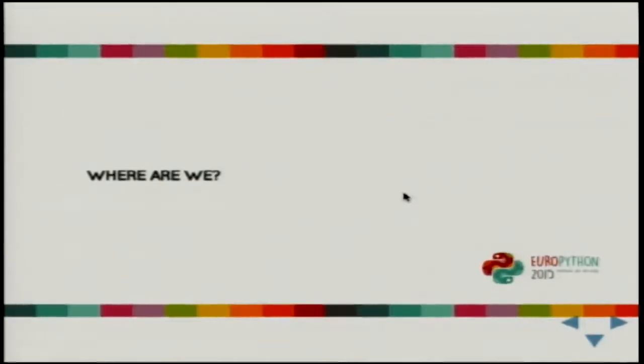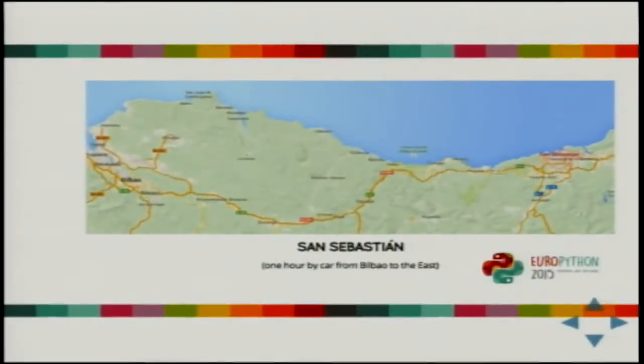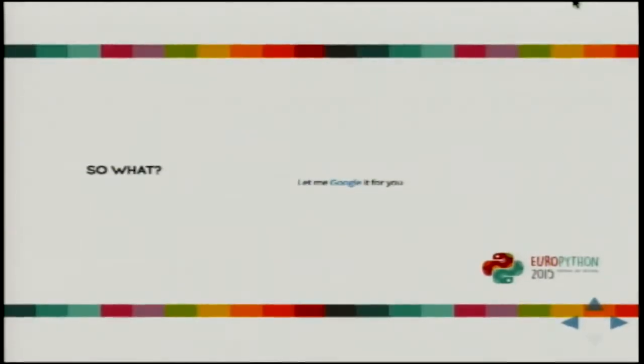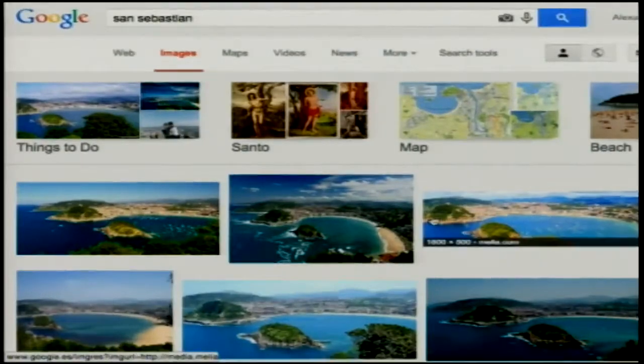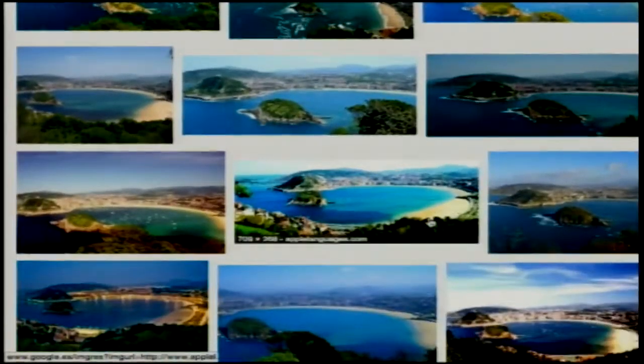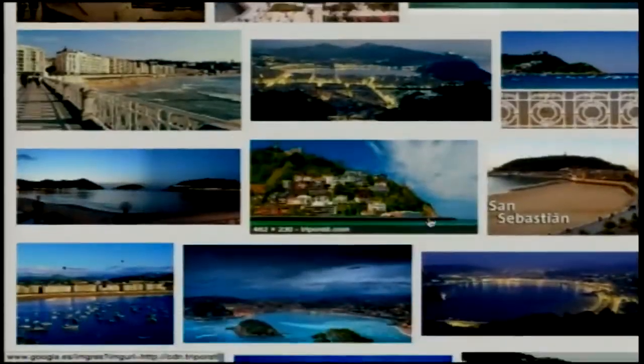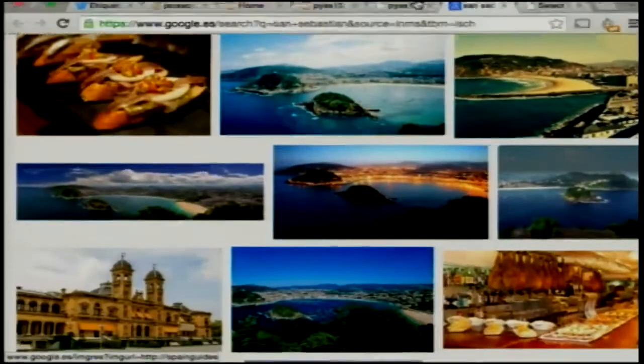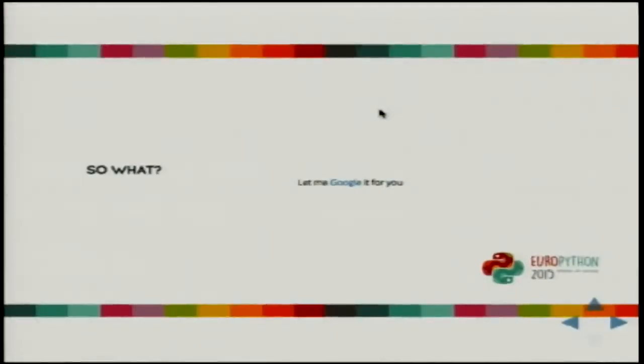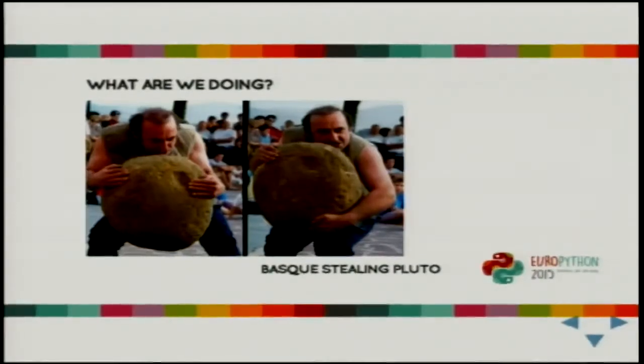So where are we? We are in San Sebastián, which is a small town on the coast, 1 hour from here. Okay, let me Google it for you. So this is San Sebastián. It's on the beach. It has the highest concentration of Michelin stars. In October, the weather is good. No rain at all.